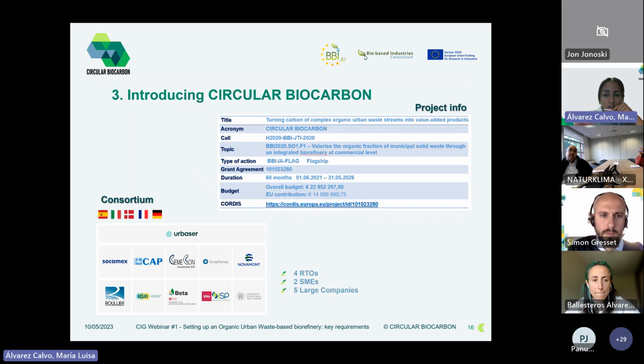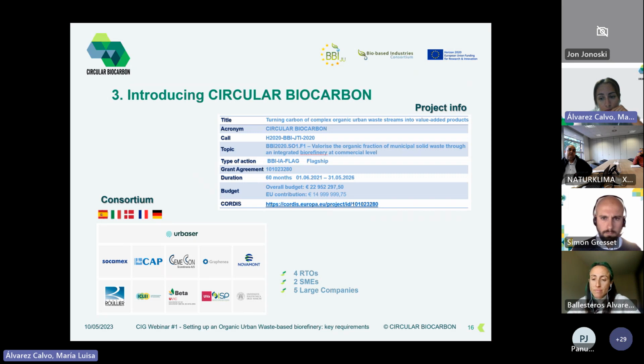In this context, Circular Biocarbon appears. Circular Biocarbon is a flagship type project in which the first biorefinery will be designed, built, and validated on an industrial scale for the recovery of the organic fraction of urban solid waste and sewage sludge into high-value final products.